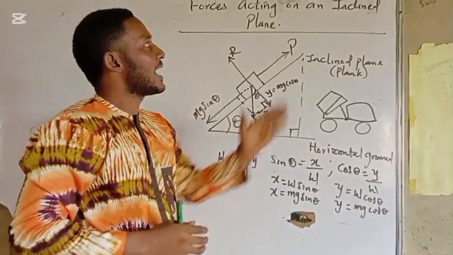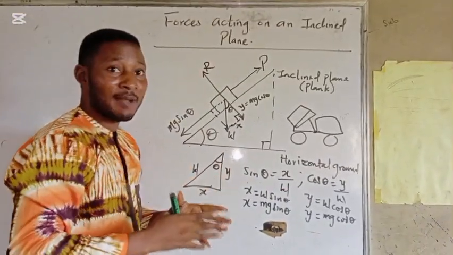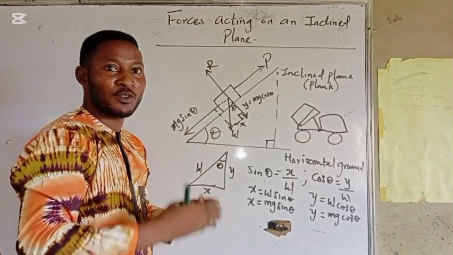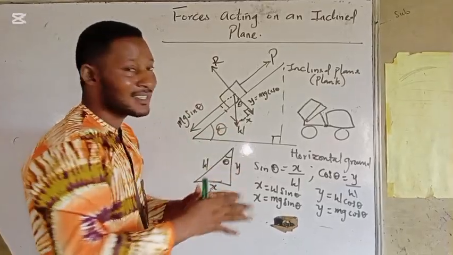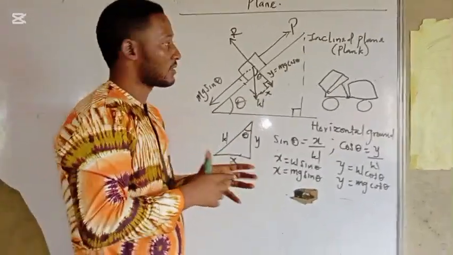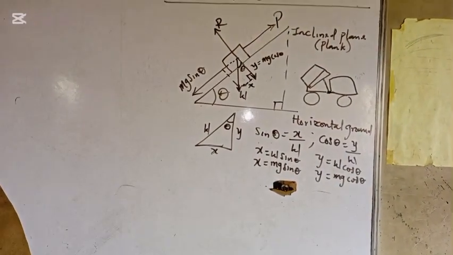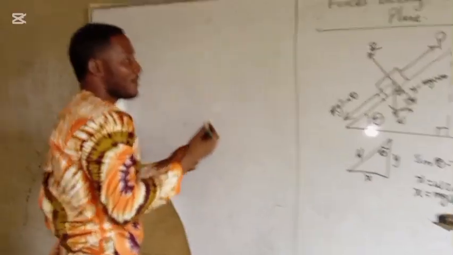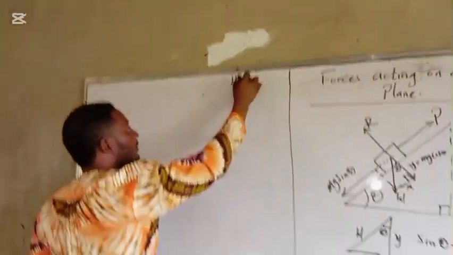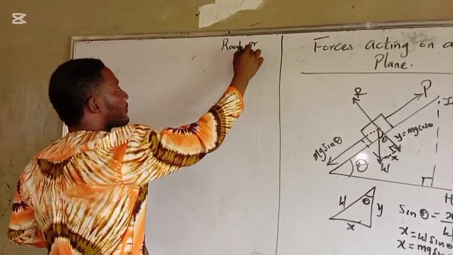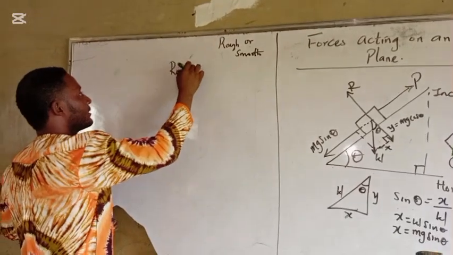I would like us to consider the forces acting on a body on an inclined plane. Since an inclined plane can be in two forms, either rough or smooth, first of all, let us consider forces acting on an inclined plane which is rough. Remember I have established the fact that an inclined plane can either be rough or smooth. So first of all, let's deal with the rough inclined plane.